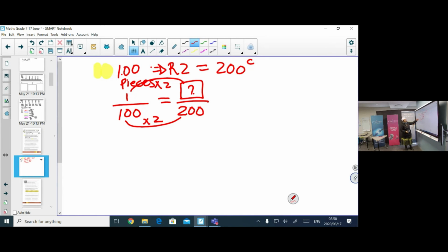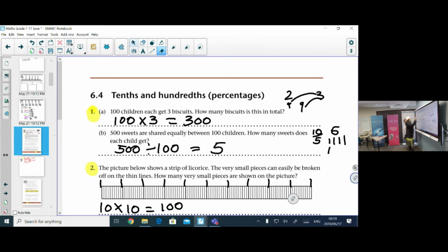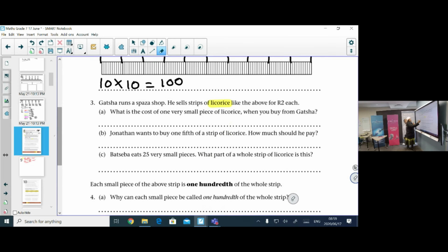Remember, these are the pieces. There are 100 pieces. You are looking for the price of 1 piece. You know that 100 pieces cost 200 cents. Now you are looking for how much 1 piece costs. So if you multiply by 2, the answer over here will be 2. And the answer will be 2 cents. So we write in the answer here, 2 cents.